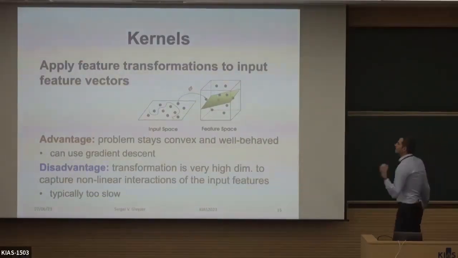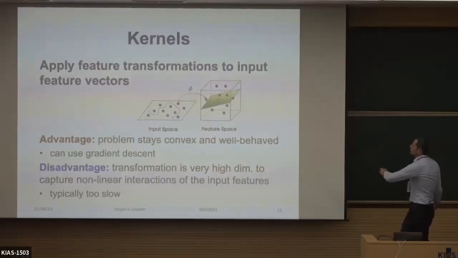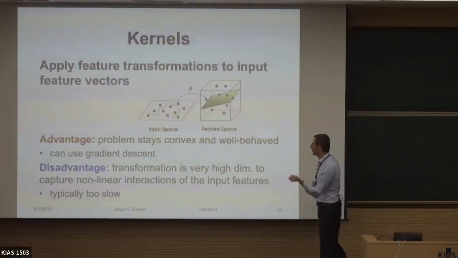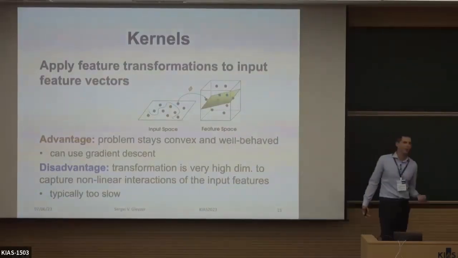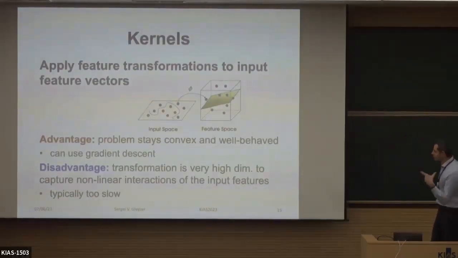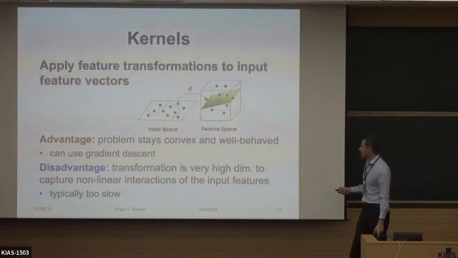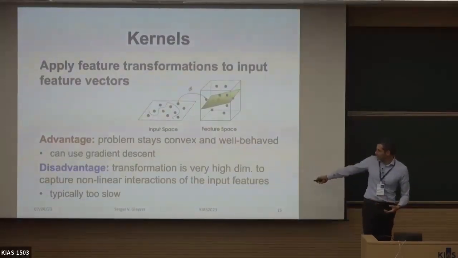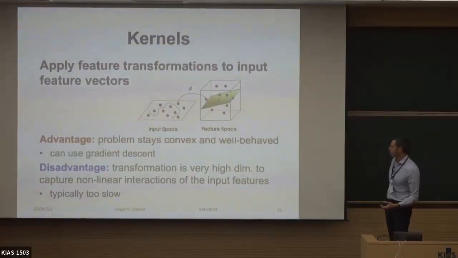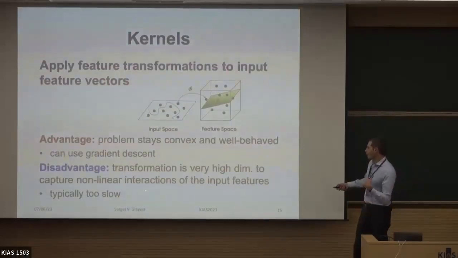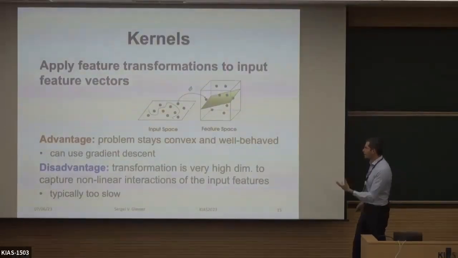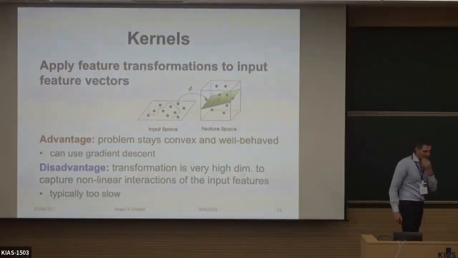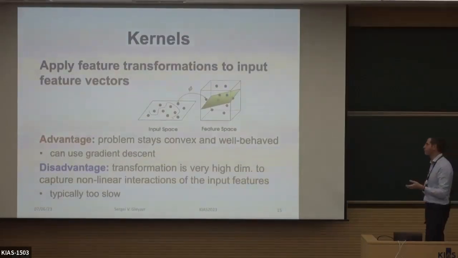So you trade your original input space for this feature space, and there is some price to pay, but at the same time there is an advantage. This is a convex problem. It's well behaved. You can use gradient descent and so on. What's the disadvantage? The disadvantage is the high dimensional transformation that you're doing. This is a nonlinear thing, by the way. It's one way to introduce nonlinearity. The point is that you wanted to capture some of these nonlinear interactions, you may not be able to do this, and it's a little bit slow. That's the real disadvantage here.